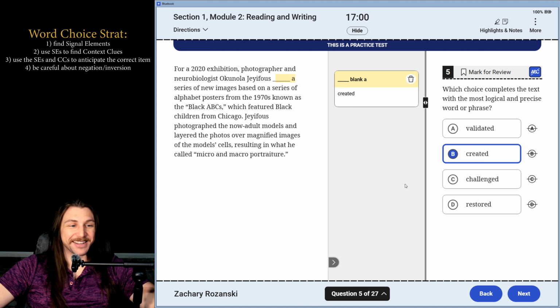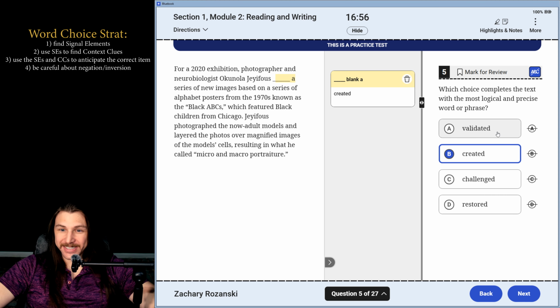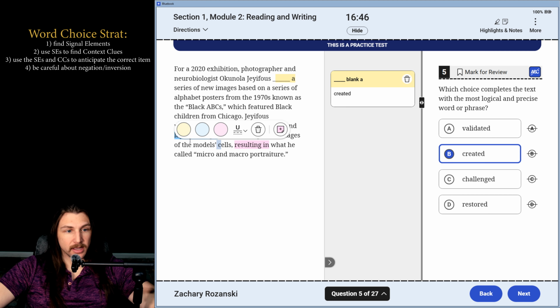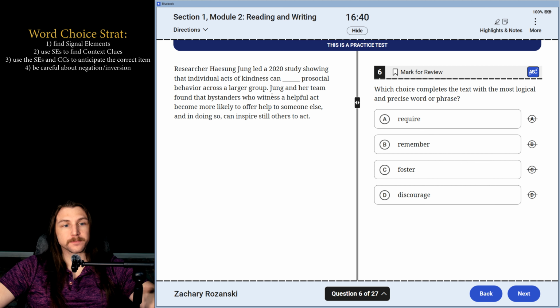Oh, I'm cheating, right? This isn't real. My anticipatory word is the thing. We can see restored would have been so tricky had we not read that they photographed and layered the photos that they were making new. All of these are my signal elements, context clues that are guiding me to the notion that they made this. They didn't do any restoration.